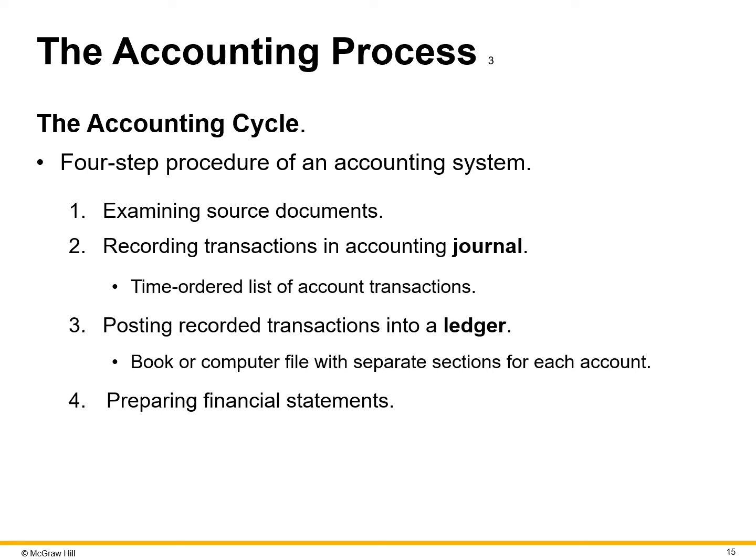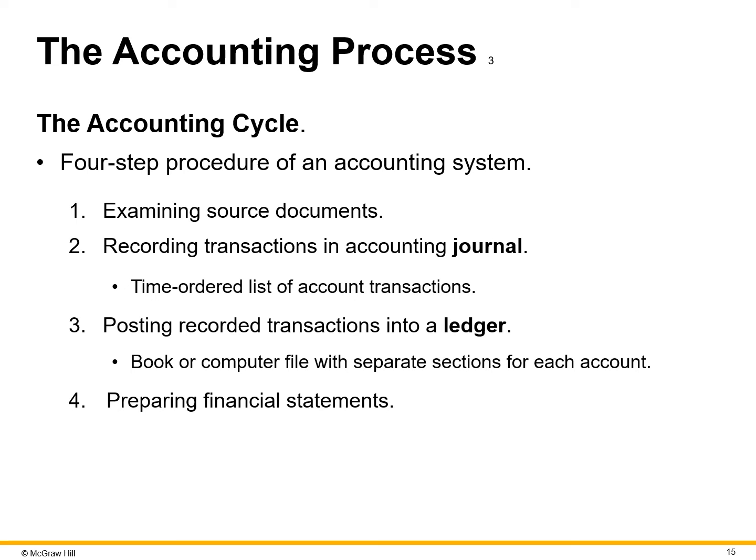The accounting cycle is a process of collecting, recording, and analyzing raw data. It occurs consistently throughout the business's life. Step 1 is to examine the source documents. This includes all source documents, such as checks and receipts, that provide evidence of a transaction. Step 2, record the transactions. Transactions are recorded in a journal, a time-ordered list of transactions in which each transaction is assigned to a particular account.